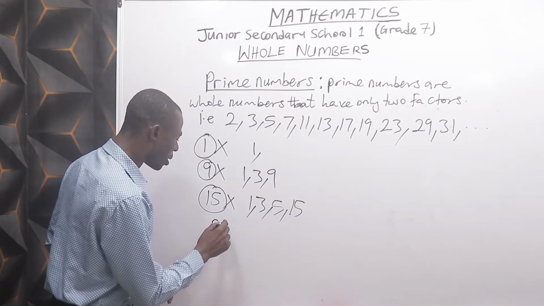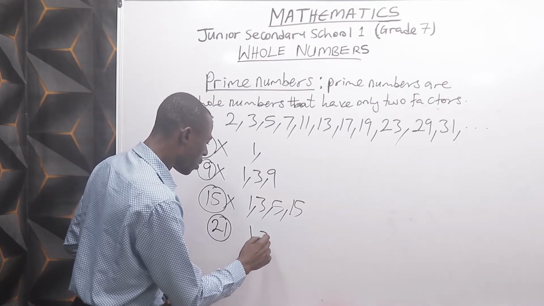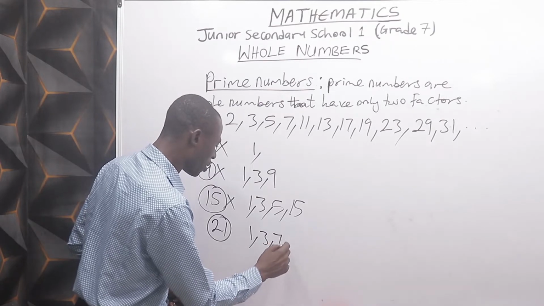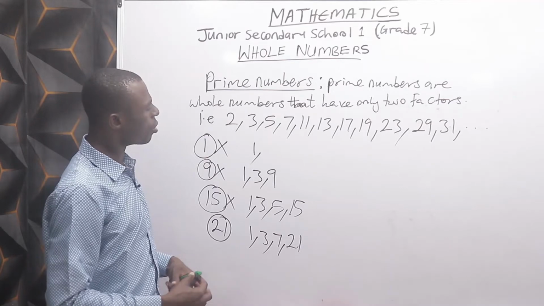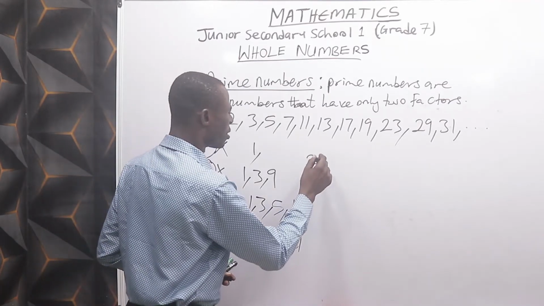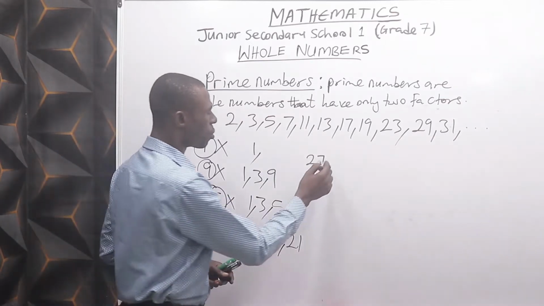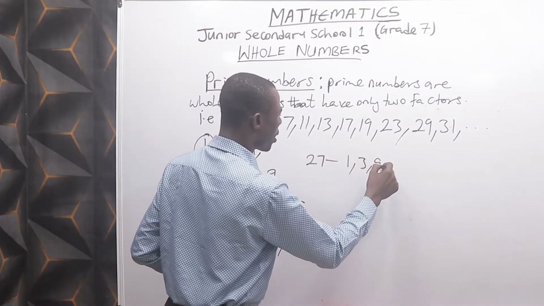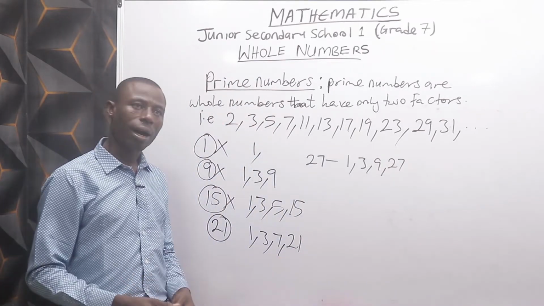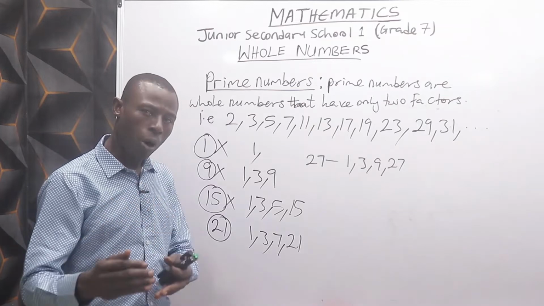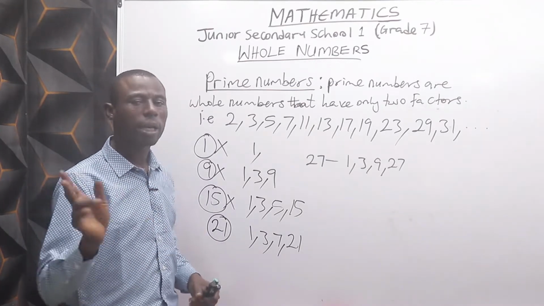Also, 21 is not a prime number because it has 1 as a factor, 3 as a factor, 7 as a factor, 21 as a factor. It's more than 2 factors. Also, 27 and other numbers like that. 27 also has 1, 3, 9, and 27 as factors. So any number that have more or less than 2 factors is not a prime number.